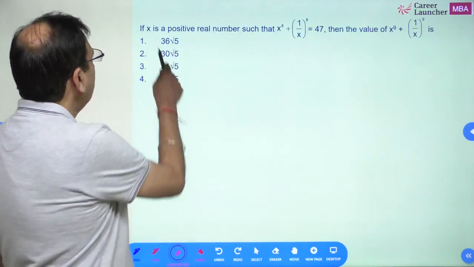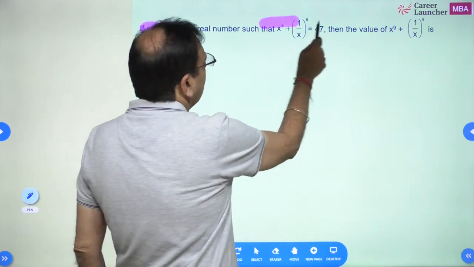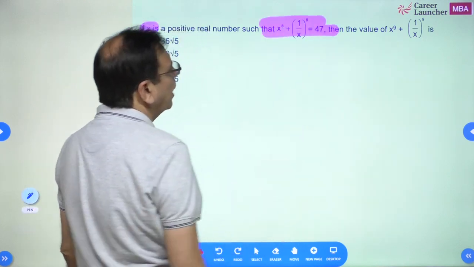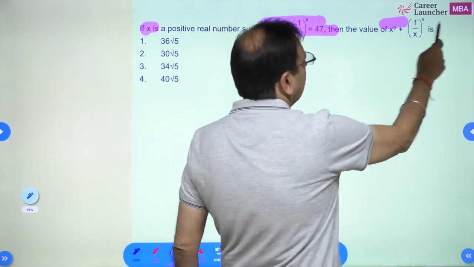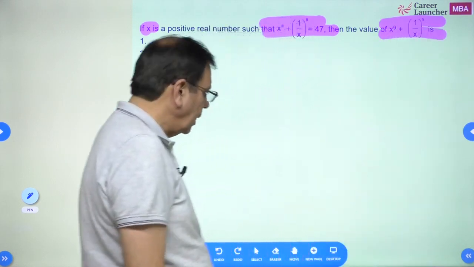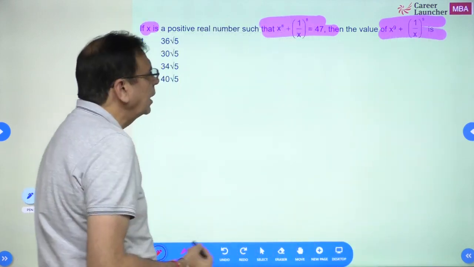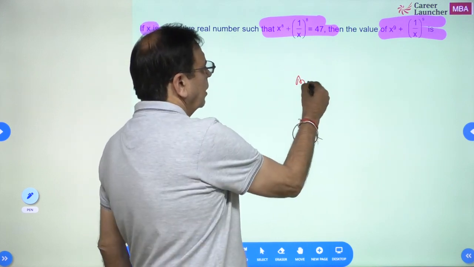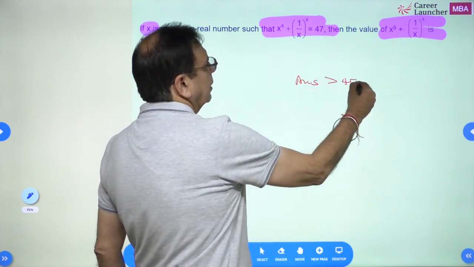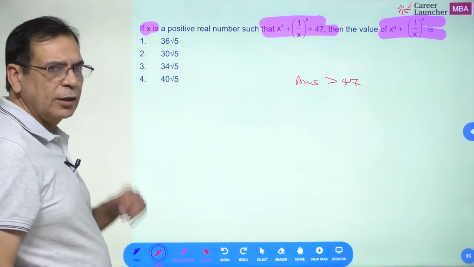Question 3. If x is a positive number such that x to power 8 plus 1 by x to power 8 is 47, what is the value of x to power 9 plus 1 by x raised to power 9? Okay, my first thought in this question was that my answer should be greater than 47. Now let's look at the choices.